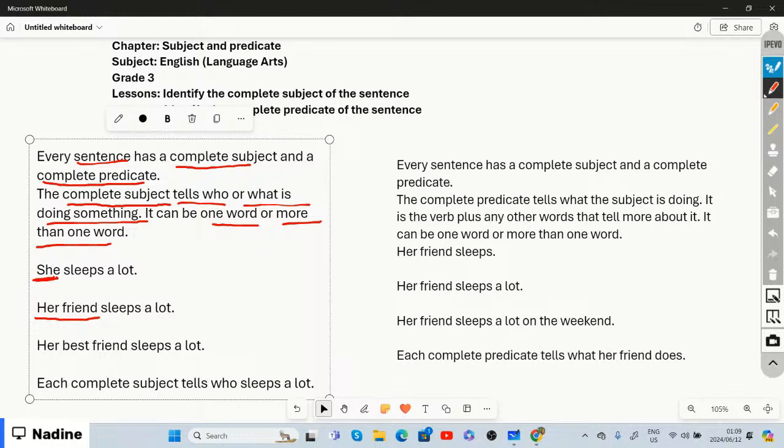Then our next sentence says her best friend sleeps a lot, which means that her best friend is our subject, and that tells us who is doing something. So that is our subject, and it is also more than one word that we have identified.